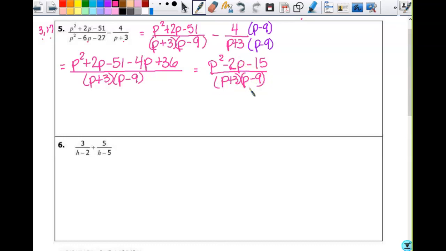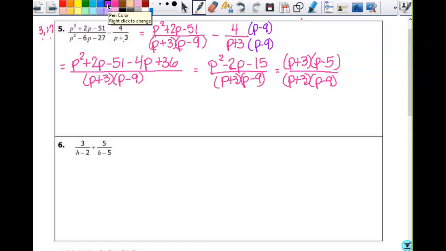So now that the numerator has had some other things added and subtracted into it, maybe I can factor it now. I'm going to need two numbers that multiply to give me 15 and subtract to give me 2. Am I going to be able to come up with those? Yes. So my denominator is still p plus 3 times p minus 9. The numerator, p and p, so there'll be a positive and a negative. What are my two numbers? 3 and 5, and the 5 would have to be negative.